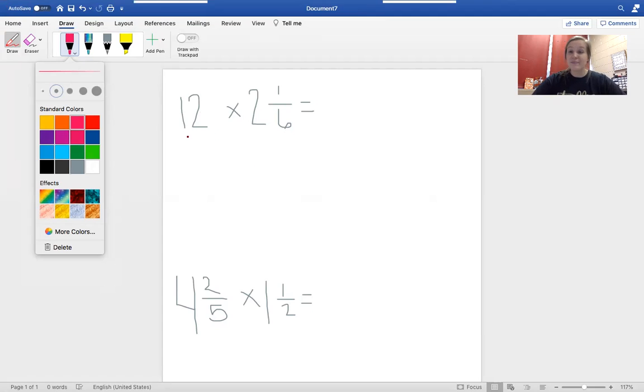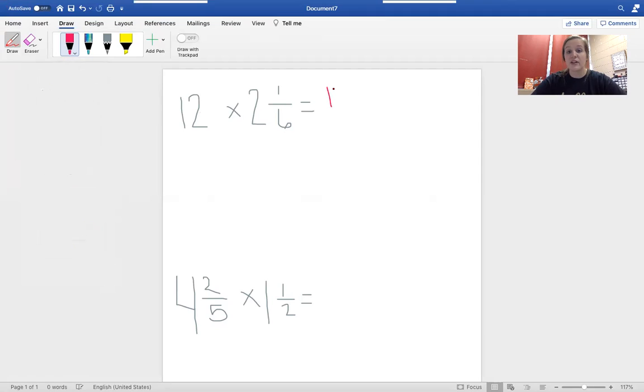On this first one, 12, how do you remember how we put 12 as a fraction? Right, we can just put it over 1. So we actually don't have to do anything with that 12 other than put it over 1 in order to make it a fraction. And then we are going to multiply 12 by whatever fraction we turn 2 1/6 into.